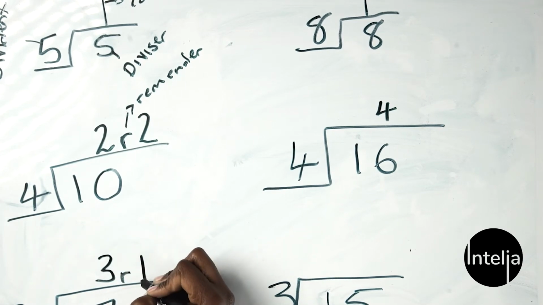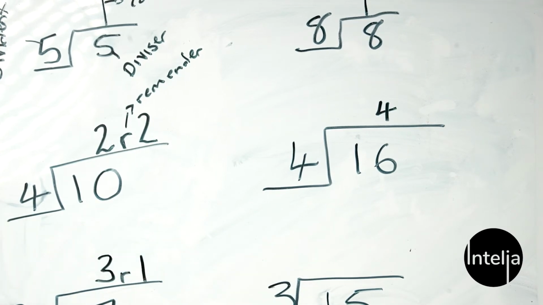3 remainder 1. Our remainder is always on the right side. Never mix that up. So your remainder is always on the right side, your answer on the left side. And then you move on to the next one. 3 divided by 15, that's 5. You write your answer here. Does it have a remainder? No, it doesn't have. Then you just leave it like that. So this is how you divide numbers.